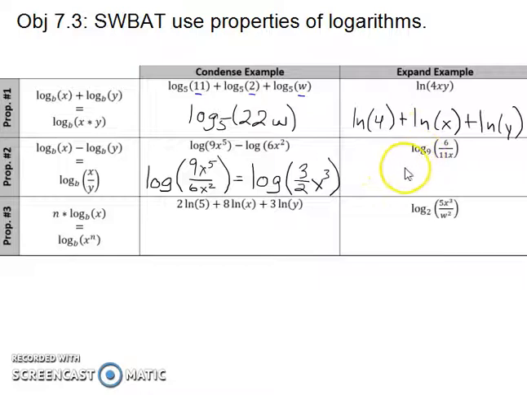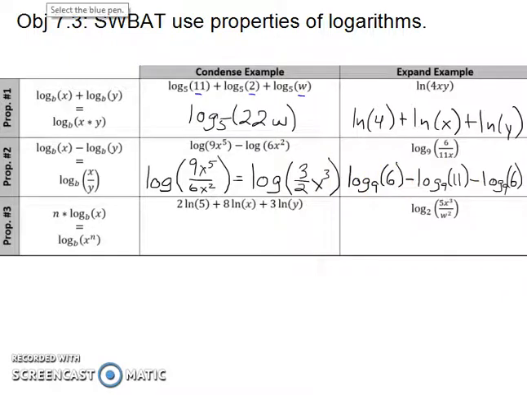The expand example for the second property, notice we've got 3 things that are inside, a 6, an 11, and an x. And there's different ways to do this, but I'm just going to show you one. I'm going to expand this to be log base 9 of 6. And then since both the 11 and the x are being divided, I'm going to subtract both of their logs. So I'm going to write minus log base 9 of 11, and then another minus log base 9 of x. Again, there are other ways to think about this. This is just one, but any way you do it, you're going to get the same answer in the end.